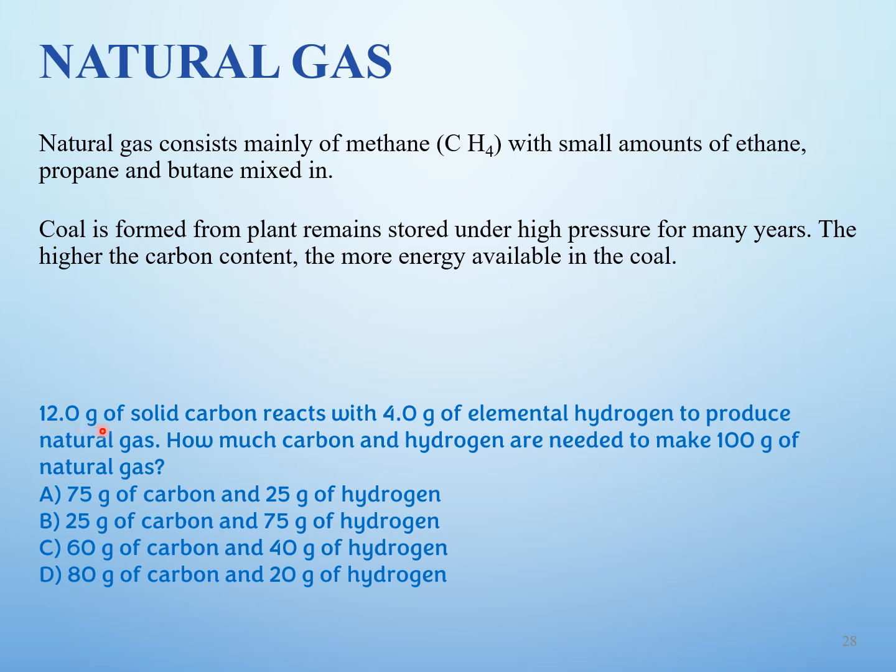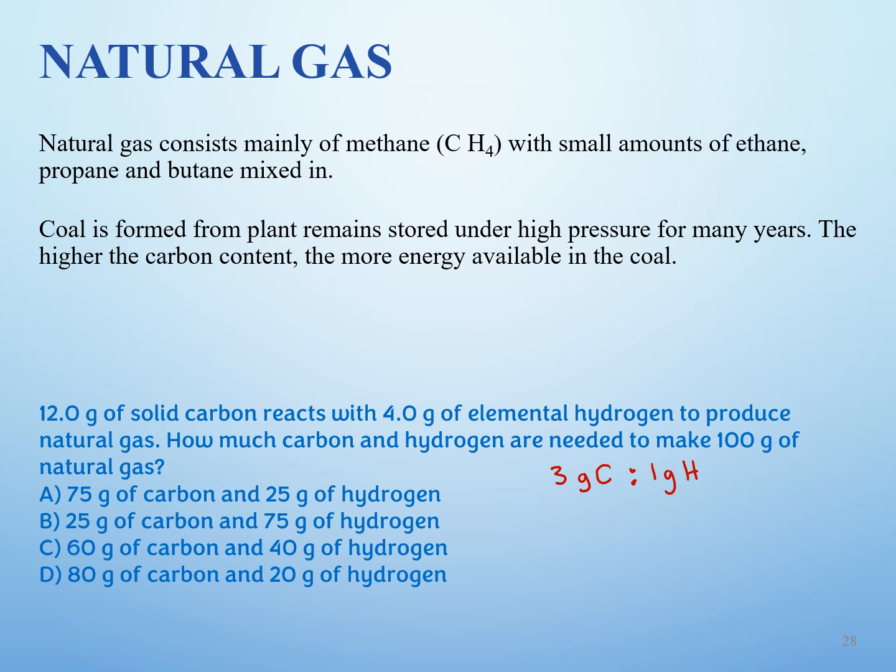This is 12 grams to 4 grams. So this would be 3 times the mass of hydrogen. For every 4 grams of hydrogen there are 12 grams of carbon. That means 1 gram of hydrogen to 3 grams of carbon. So it's a 3 to 1 ratio. Let's write that down. Our mass ratio here is 3 grams of carbon to 1 gram of hydrogen.